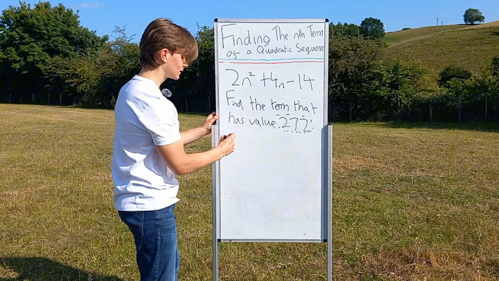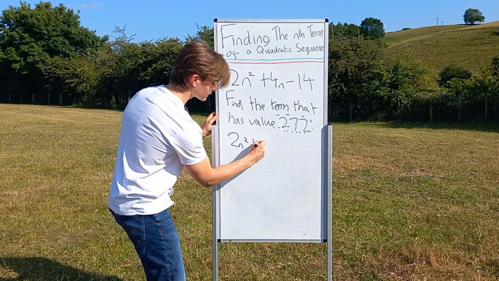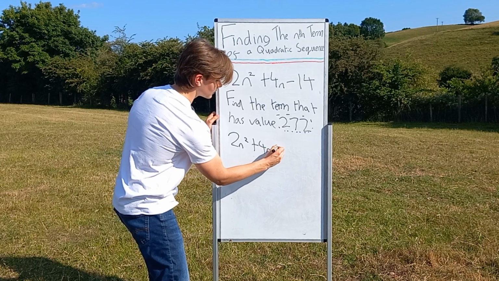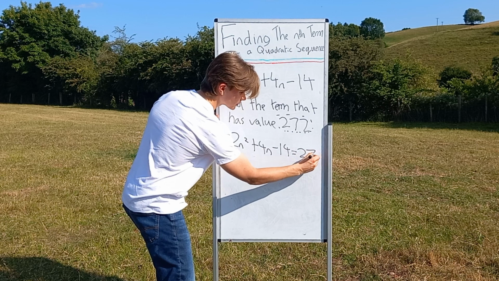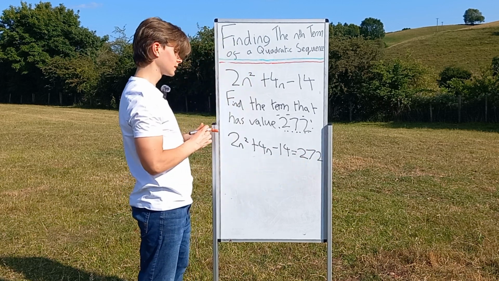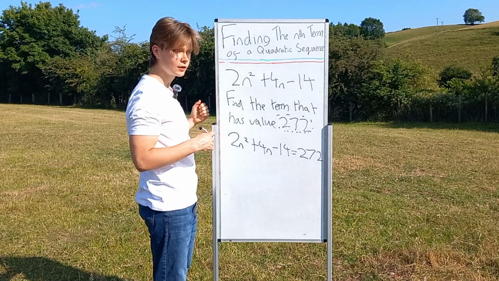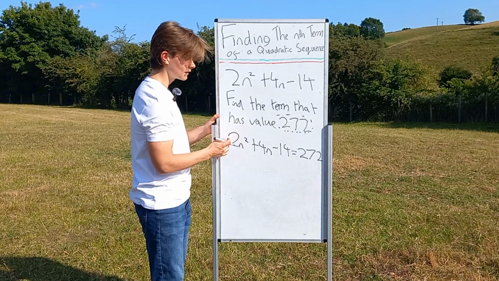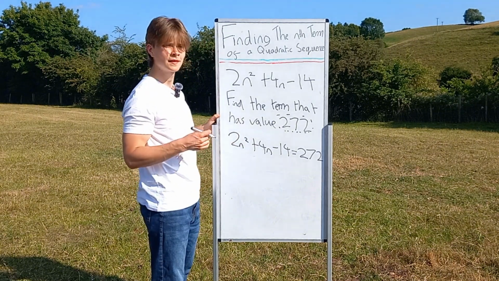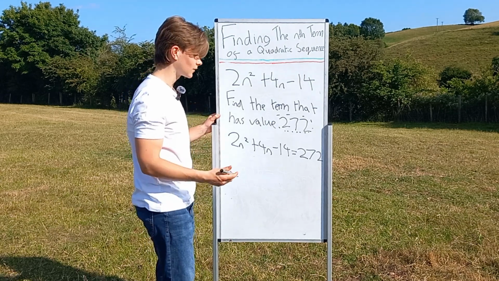And the way we do that is we'll say that 2n squared plus 4n minus 14 equals 272. Because this way we can solve this equation for n using our knowledge of how to solve quadratics, and then we'll get the two values of n, and hopefully one of them will be negative, because then we can discard that one since we don't have negative values of n, right?